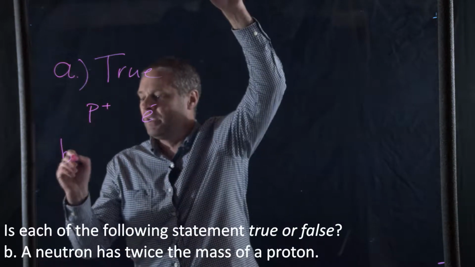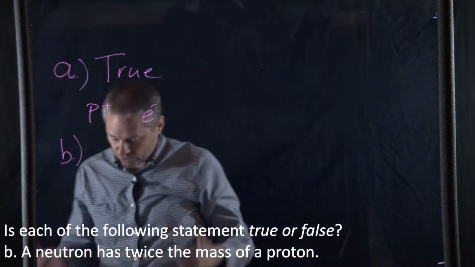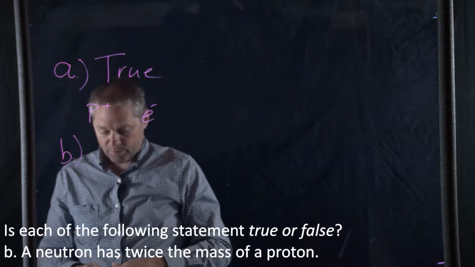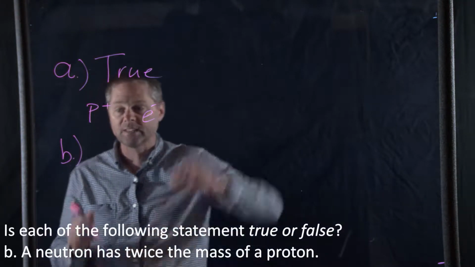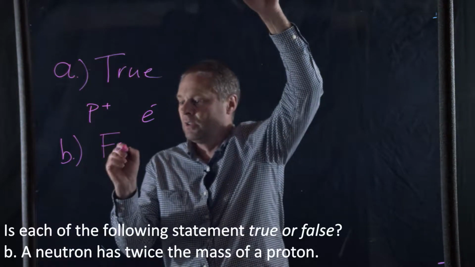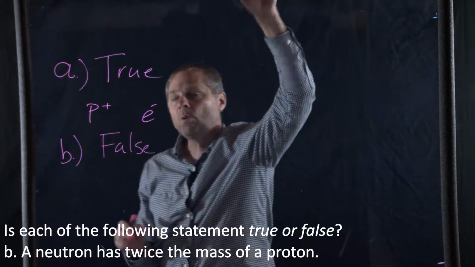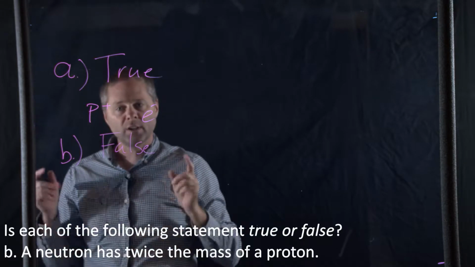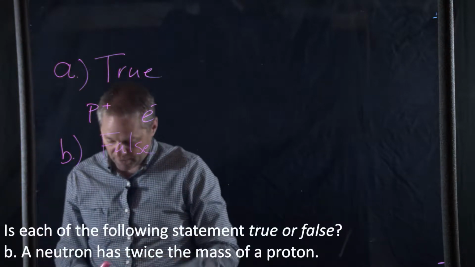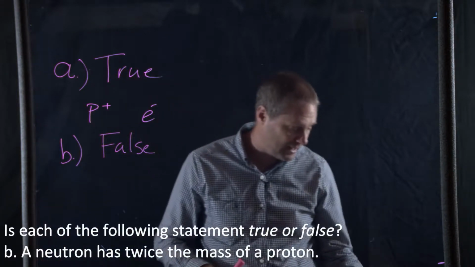B asks, the neutron has twice as much mass as the proton. So B simply, is it true that the neutron has twice the mass of a proton? And that's going to be false. For the most part, the mass of a neutron and the mass of a proton are going to be very similar, almost exactly the same.